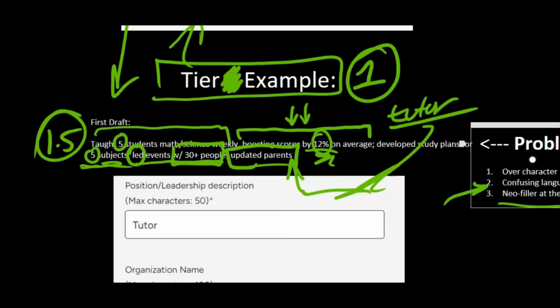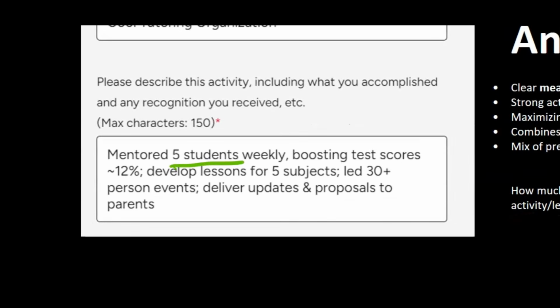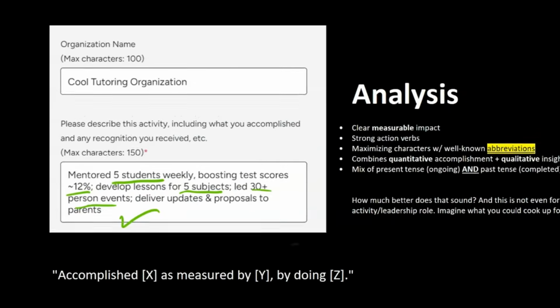So now let's take a look at a quote unquote tier 1 example. In my opinion, it can be improved, but this is my best attempt at improving everything that we have here. So let's take a look at it. Mentored 5 students weekly, boosting test scores by around 12%. Developed lessons for 5 subjects, led 30 plus person events, delivered updates and proposals to parents.